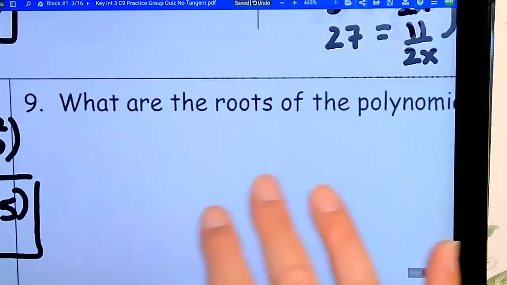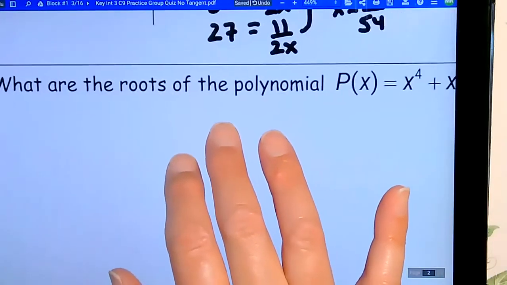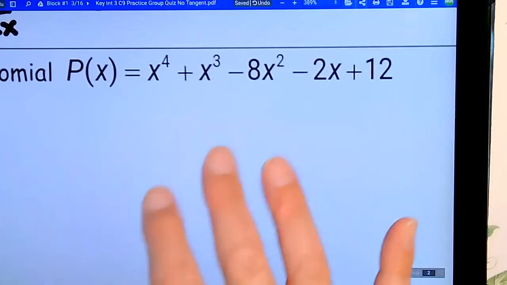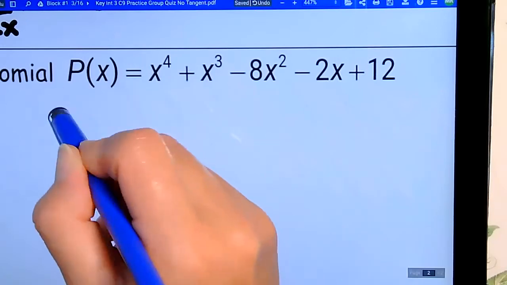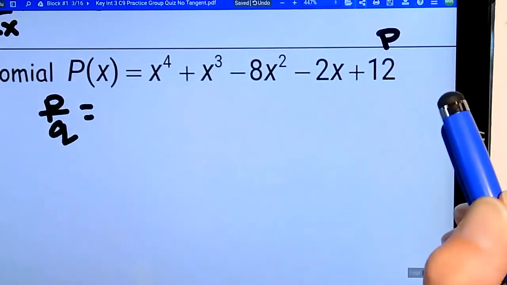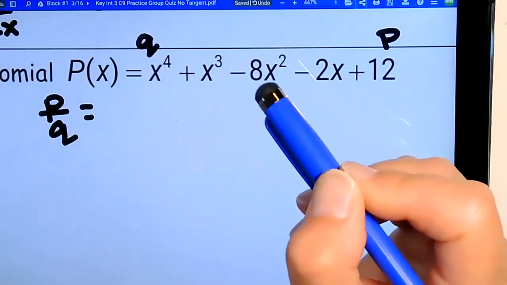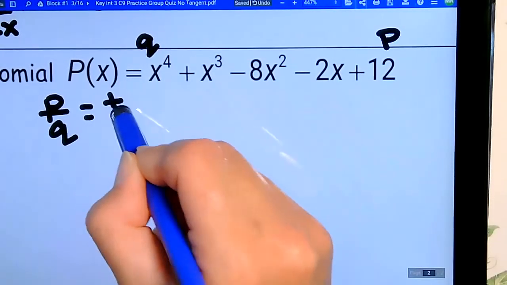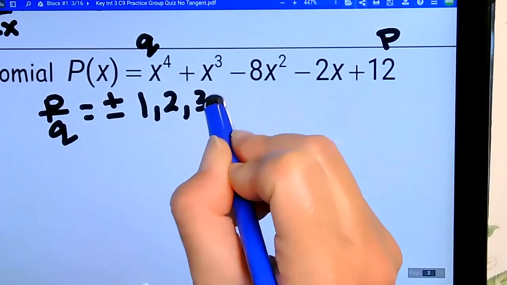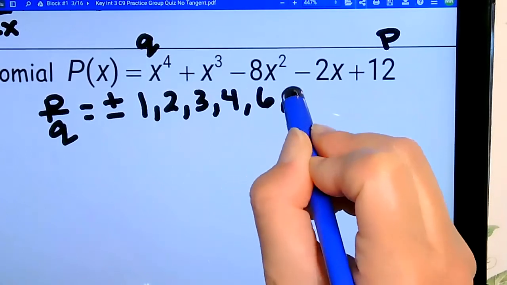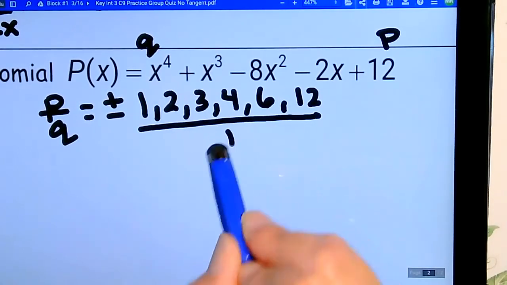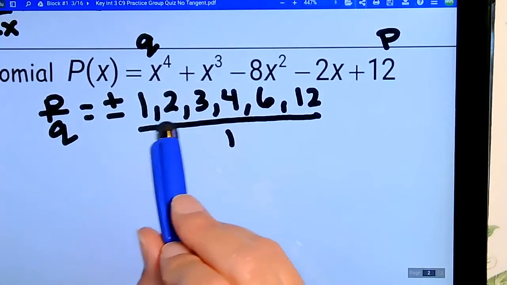On the last one, we are solving this polynomial equation. We want to look at P over Q. So P over Q, our P I find here, my Q I find here. So it's going to be plus or minus all factors of 12: 1, 2, 3, 4, 6, and 12, over all factors of 1. So I'm basically going to be left with all of these.